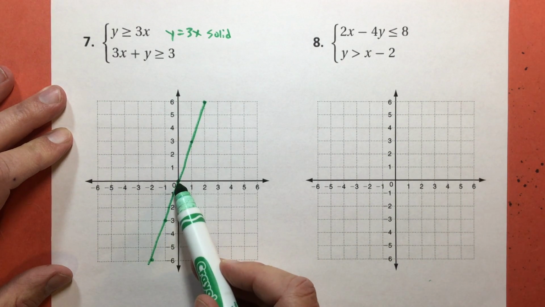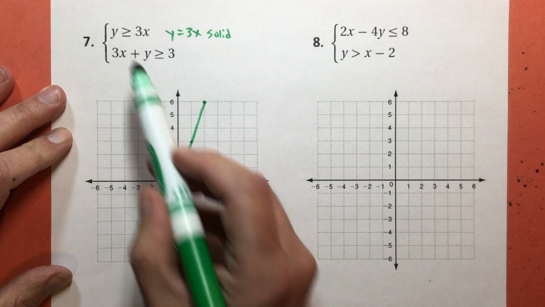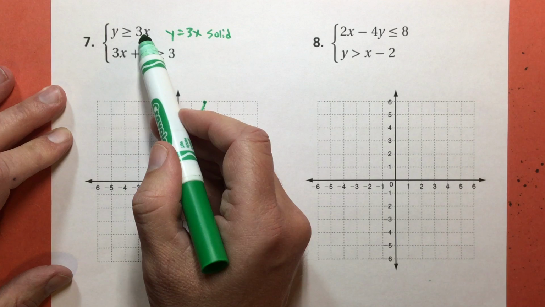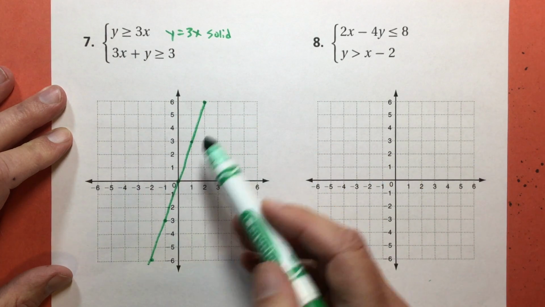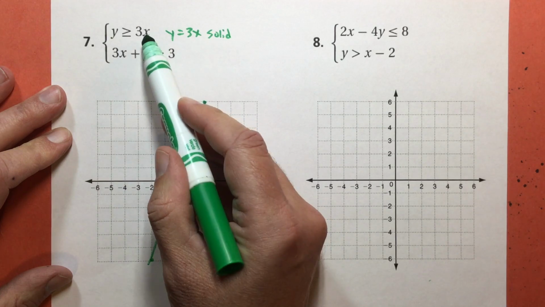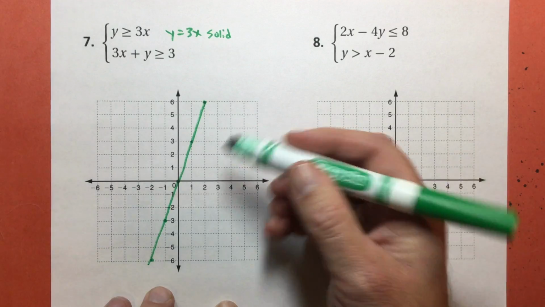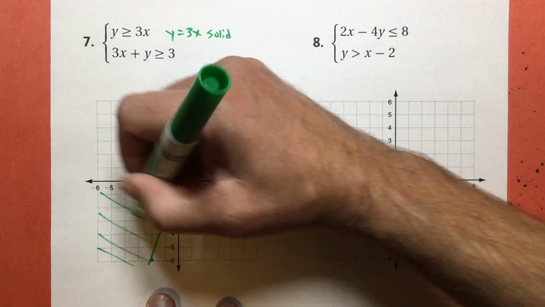And I can't pick 0, 0, so I'm going to pick 1, 0. X equals 1, y equals 0. Is 0 greater than 3 times 1? No, it's not. Let's try 0, 1 right here, where x equals 0, but y equals 1. Is 1 greater than 3 times 0? Yes, it is. So I'm going to shade above.